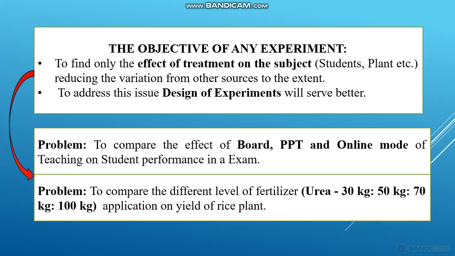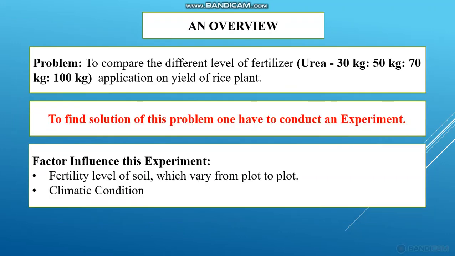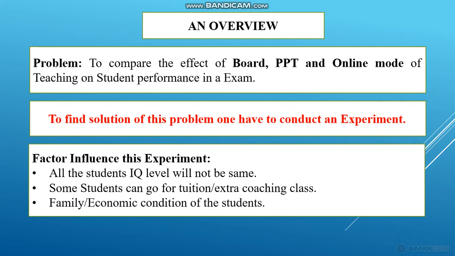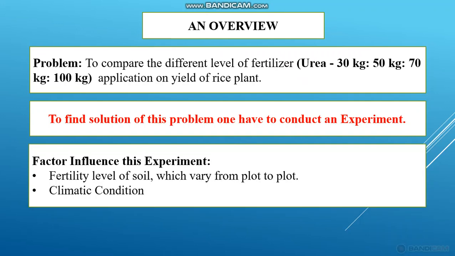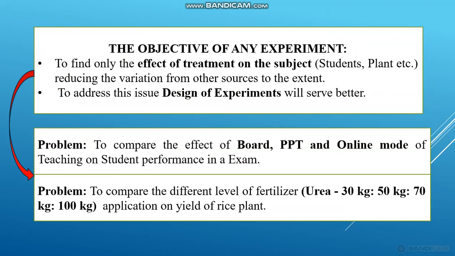In both the previous problems we have many factors that cause variation. In problem 1 there are 3 factors that cause variation, and in problem 2 there are 2 factors that cause variation. So we want to reduce this variation and find only the effect of treatment on the subject. To do this we are going for design of experiments.